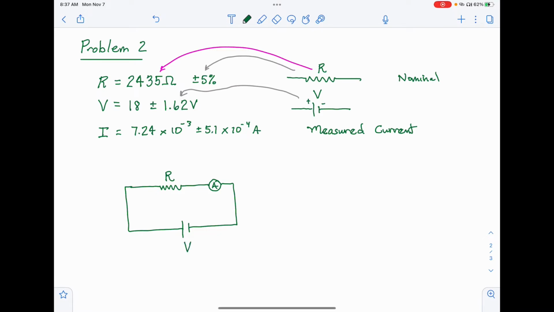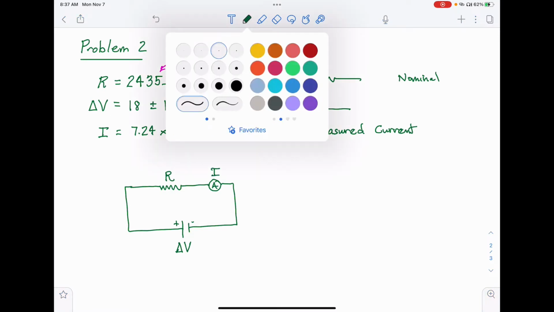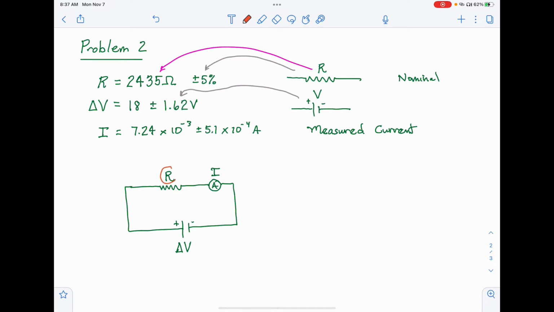So we have our voltage down here. I typically represent it as a delta V, but in this case I'm just going to use V since that's what I used at the top. I guess I could put delta V. Let me just behave. Delta V. And then I have I here. And all of these are properly associated with the values that have been given here. So this A with a circle around it represents a meter, an ammeter.